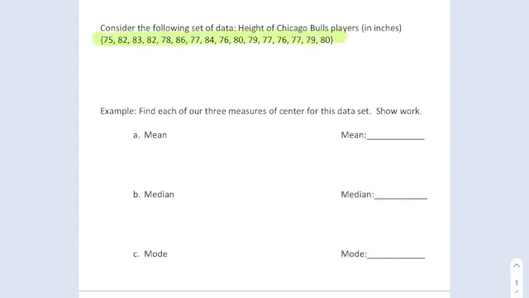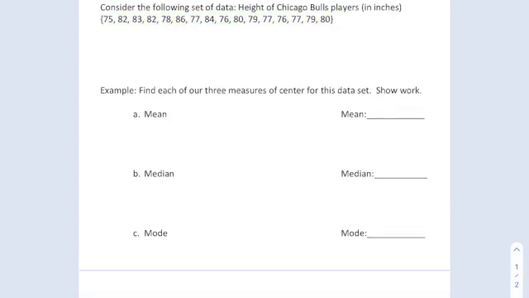This data represents the height in inches of each of the players on the Chicago Bulls. To start things off, I'm going to look for the smallest number in this list, which looks like it's 75, and I'm going to copy that number down below. Now I'm going to look for the next smallest number. There are a couple of 76s, and I need to write down each one of them. Now I'm going to keep going in this order until I've highlighted all the numbers and rewritten them below in numerical order.